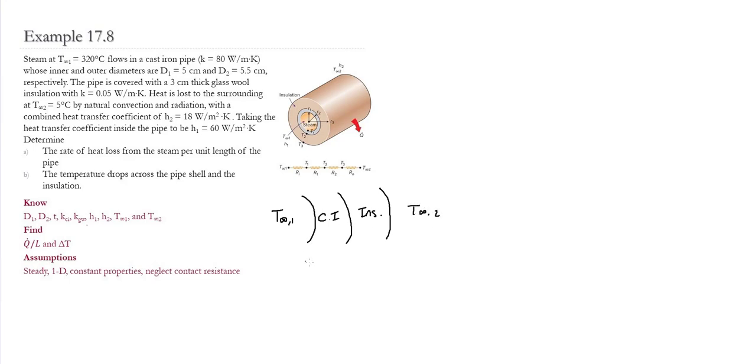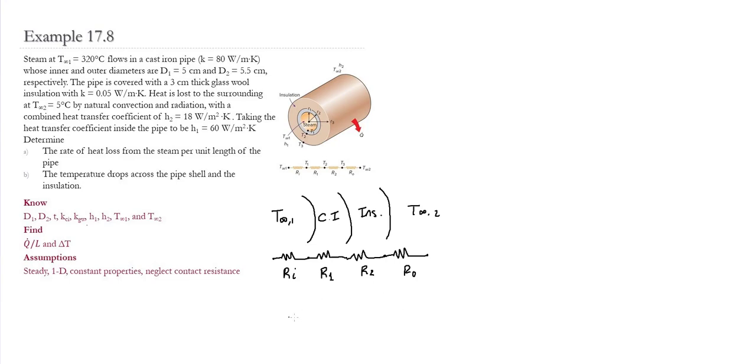Okay, so if we do the notes of the resistances, notice that the first resistance that we have is a convection resistance and is called Ri, for being an internal resistance. R1 is the conduction resistance taking place inside of the cast iron. The third resistance is R2 and is the conduction resistance inside of the insulation. And the last resistance that we have is going to be Ro, that is the convection resistance taking place outside from the pipe and the insulation system.